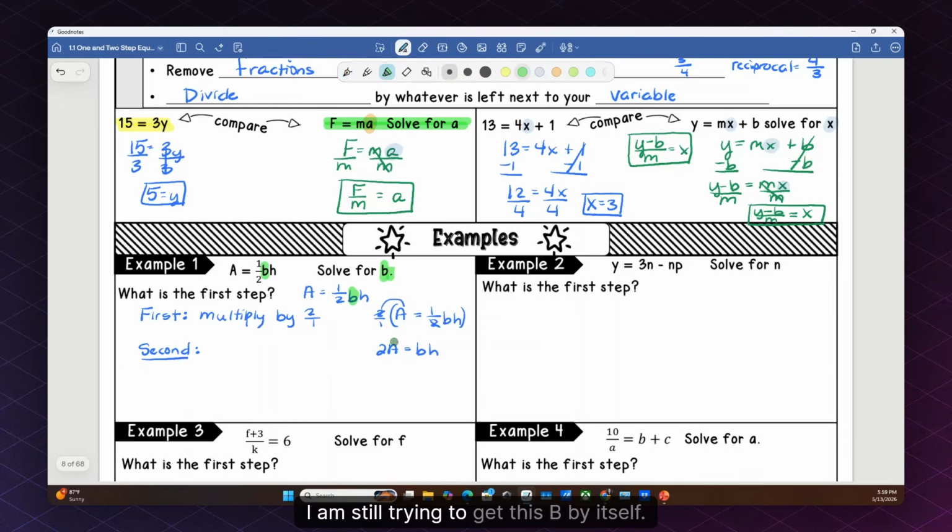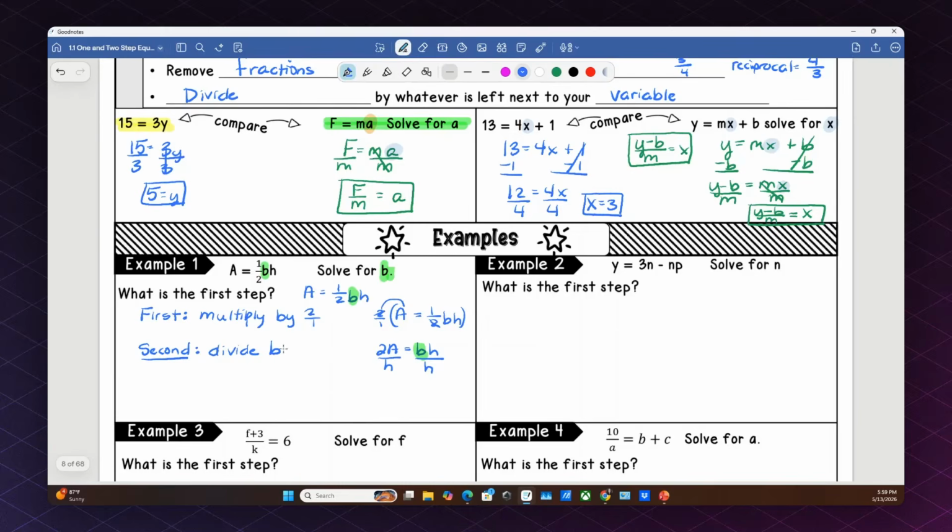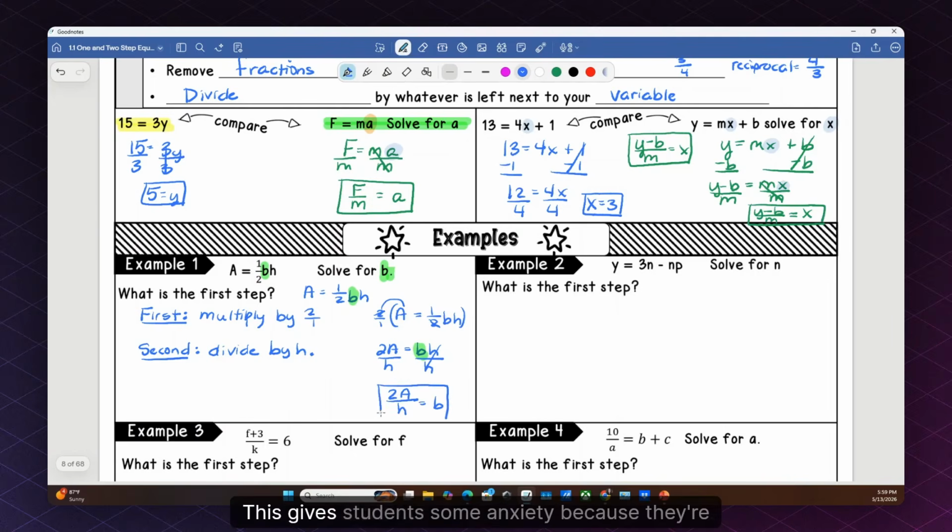All right, so then my second step, I am still trying to get this b by itself. So the h is touching it, that means multiply. So I'm going to divide by h, divide by h. So I can write that here. I'm going to divide by h. Okay, so that h cancels, and so I'm going to get 2A divided by h equals b. This gives students some anxiety because they're kind of wanting to cancel numbers and stuff, but it's not that bad. As long as you remember you're really doing the same thing as you do with regular equations, it's just the numbers aren't canceling out.